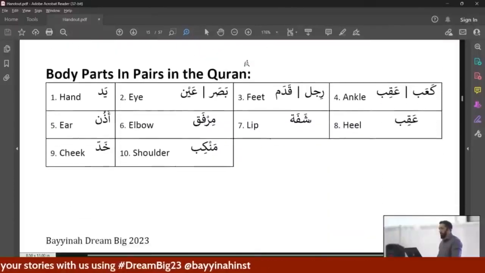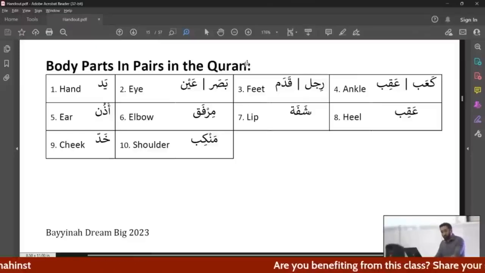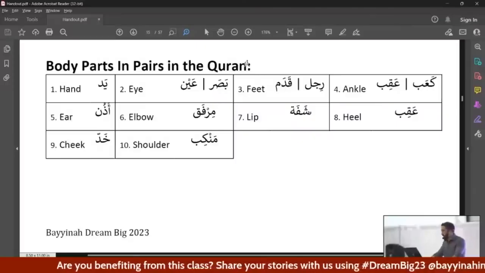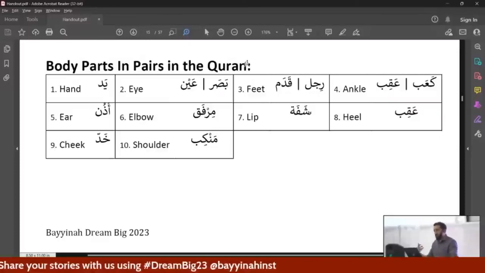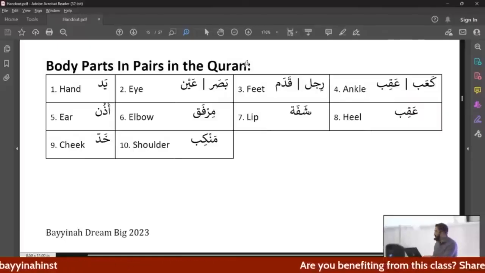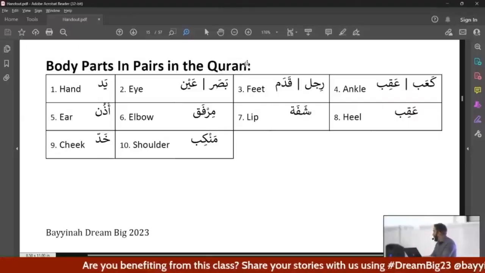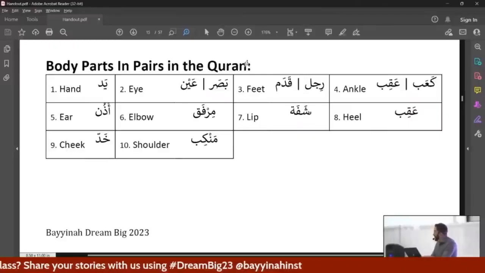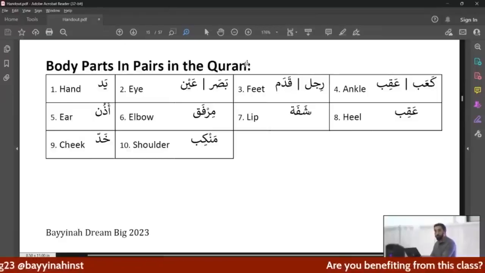Okay, now, body parts that come in pairs. Here's a list. You can make this a separate category or you can consider it part of what the Arabs said so. But yeah, hands are feminine, eyes are feminine, feet are feminine, ankles are feminine, ears are feminine, elbows are feminine, lips, heels, cheeks, shoulders. But your nose is not feminine. Yeah, your forehead is masculine, your nose is masculine. Okay? It just is. The heart is masculine. The heart is masculine. Okay? The chest is masculine. The back is masculine. Yes?